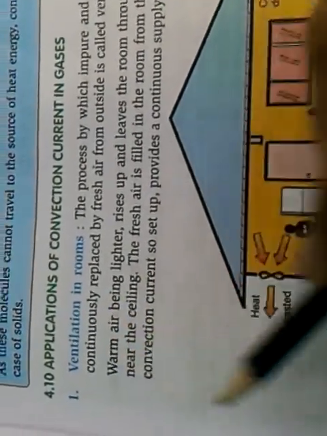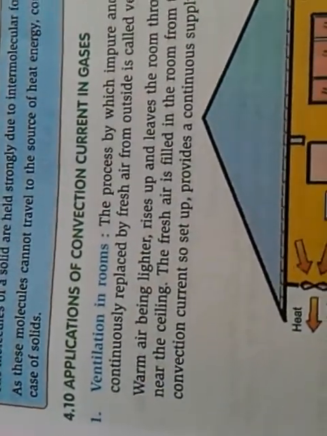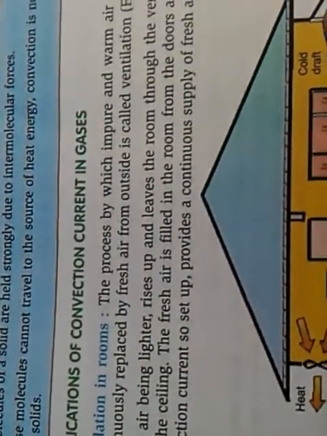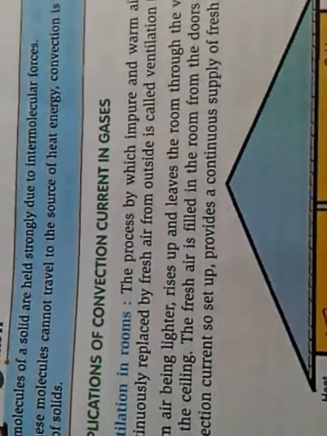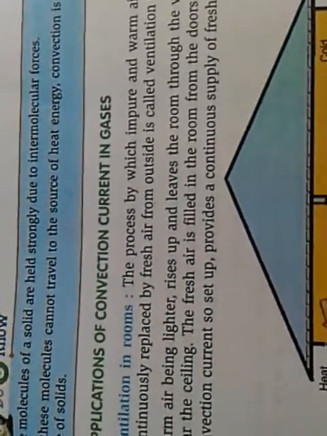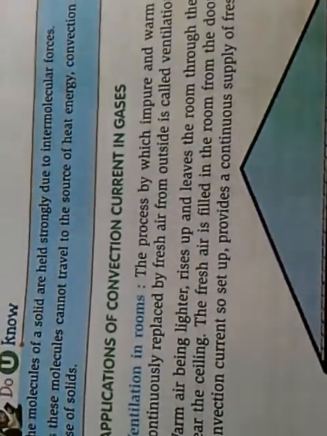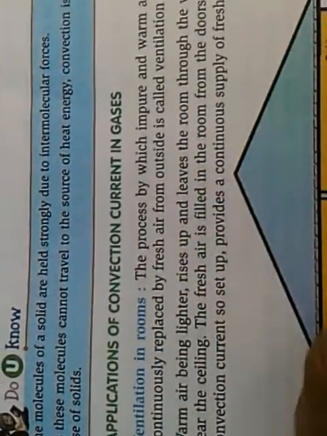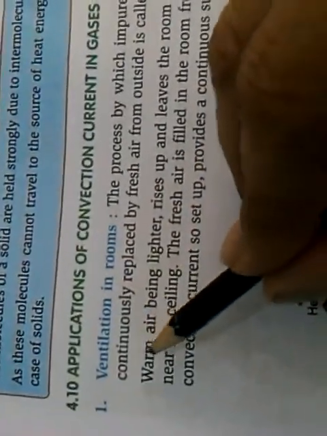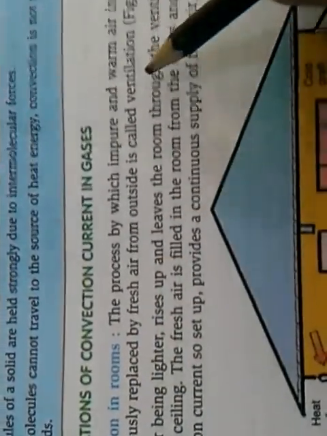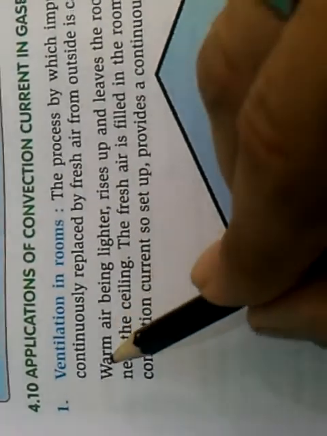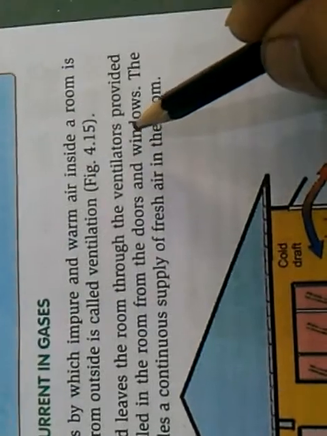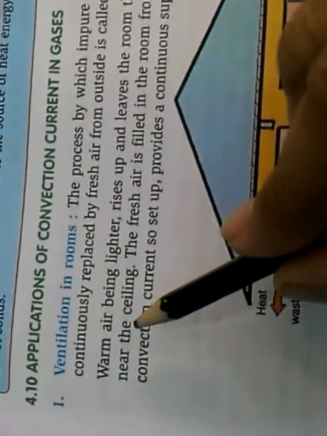Why is it so? Because inside air is comparatively warmer than the outside air, because there are many people inside the house or inside the classroom. So the temperature is higher than outside, so the air continuously gets heated, rises above, and goes out through the ventilators. Warm air, being lighter, rises up and leaves the room through the ventilators provided near the ceiling.